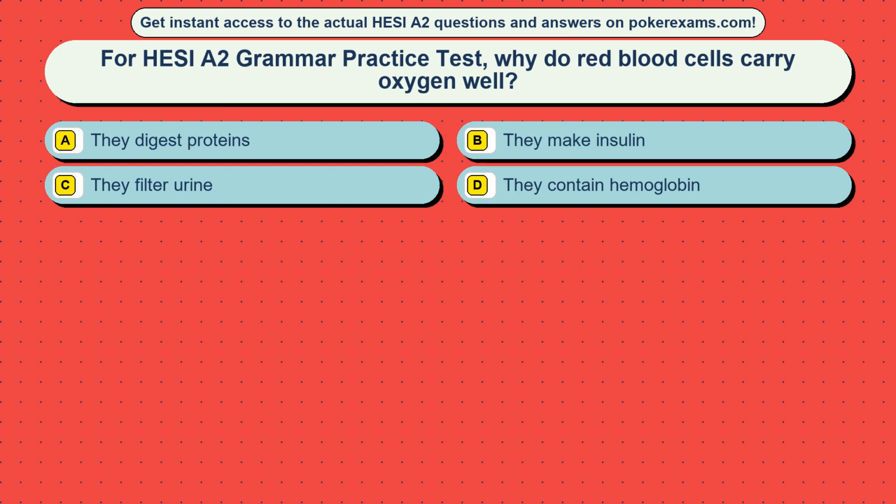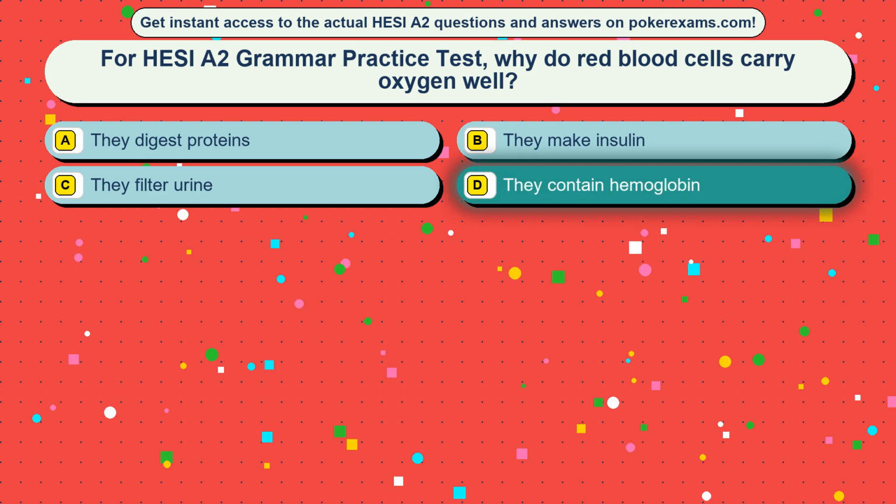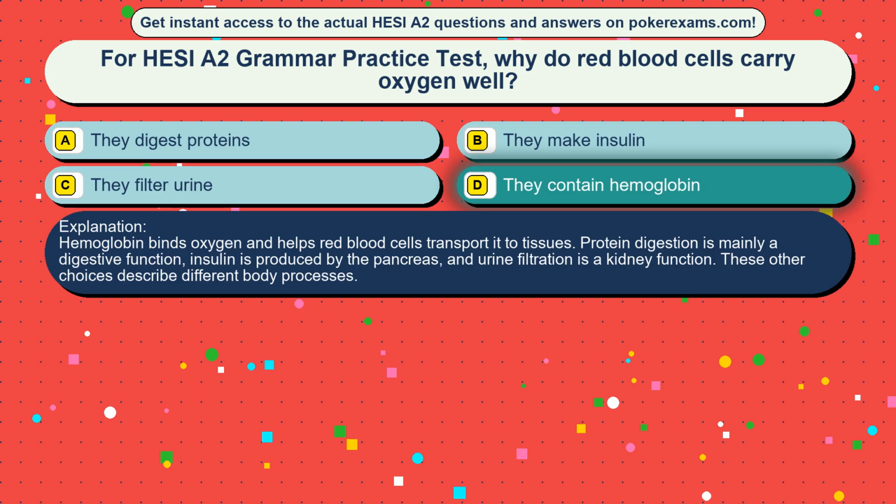Question 42. For HESI A2 Grammar Practice Test, why do red blood cells carry oxygen well? Option A, they digest proteins. Option B, they make insulin. Option C, they filter urine. Option D, they contain hemoglobin. The correct answer is option D, they contain hemoglobin. Hemoglobin binds oxygen and helps red blood cells transport it to tissues. Protein digestion is mainly a digestive function, insulin is produced by the pancreas, and urine filtration is a kidney function. These other choices describe different body processes.